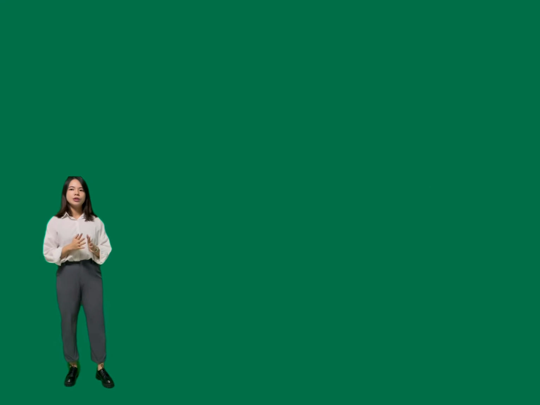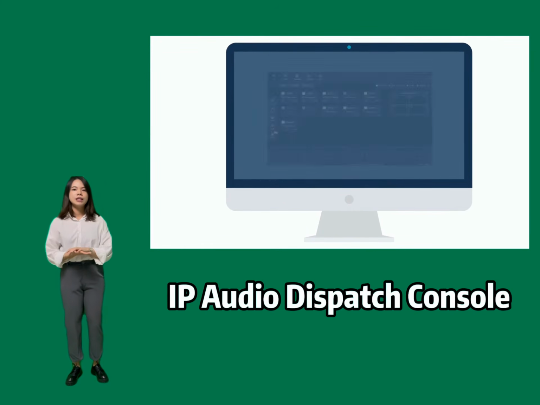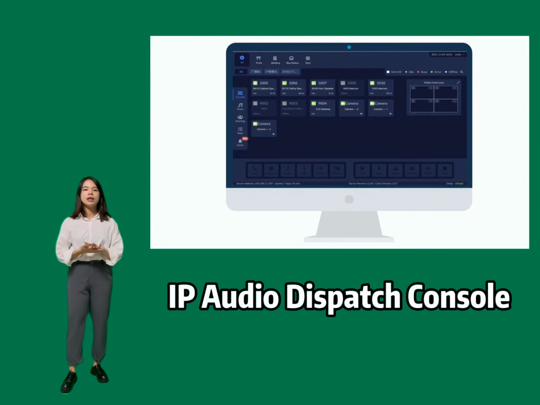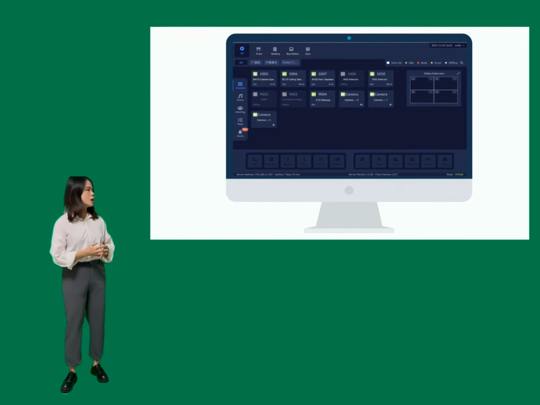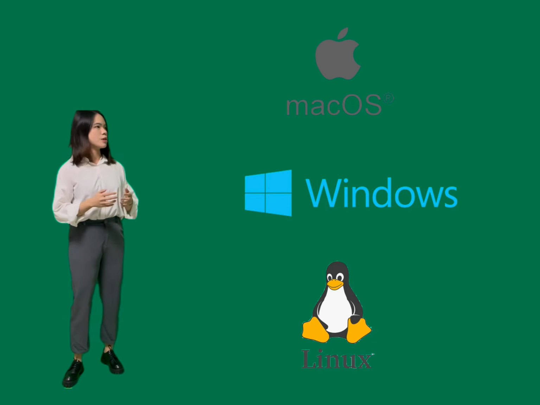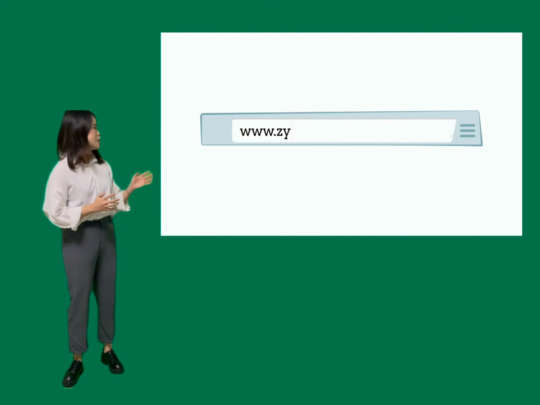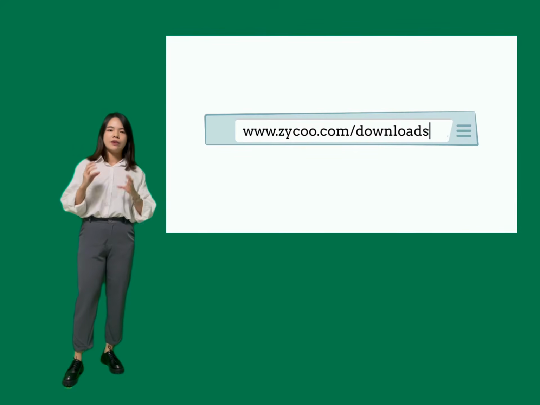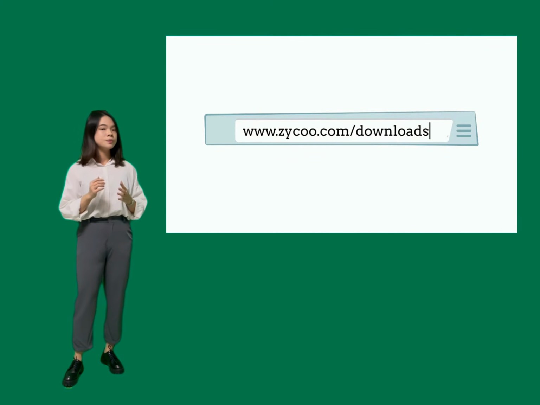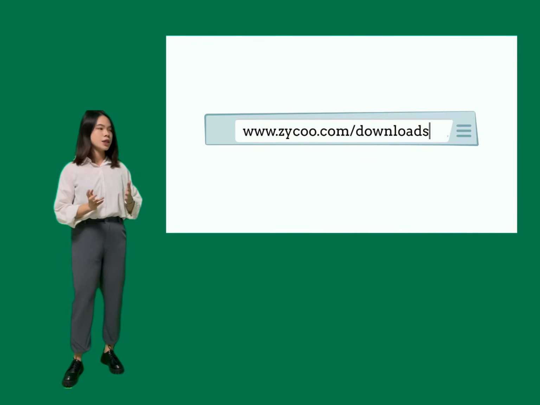All right, let's move on to the IP audio dispatch console. The IP audio dispatch console is a software application that you can download and install on your desktop or laptop. In this version we support macOS, Windows, and also Linux. Simply go to www.zacco.com/downloads and you'll find a section called Dispatch Console. Just select and download the version that matches your device.